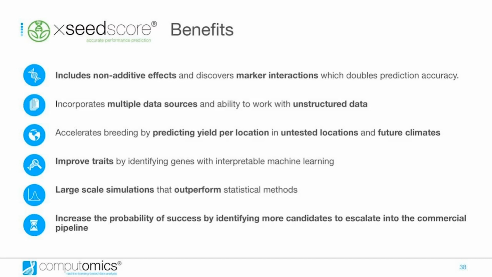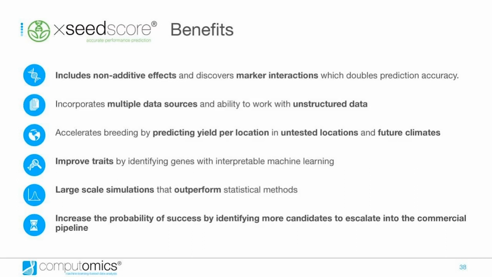The technology can interpret data and accurately predict for specific locations and environments, including untested locations, which makes it very effective for future climate change. The technology also understands trait correlations and makes improvements by identifying genes that impact specific traits. Large-scale simulations mean that we simulate millions of possible crosses and can accurately predict candidates to escalate through the breeding pipeline.